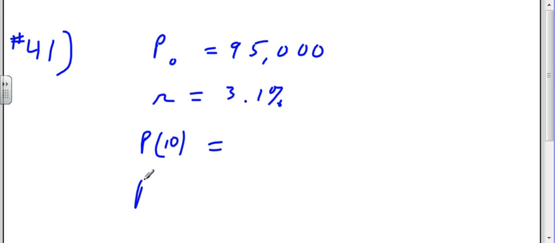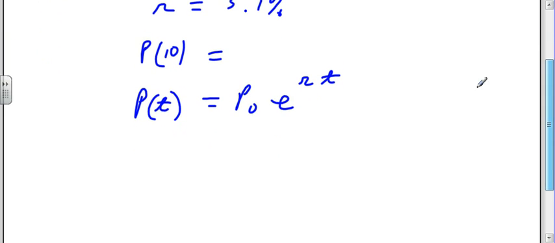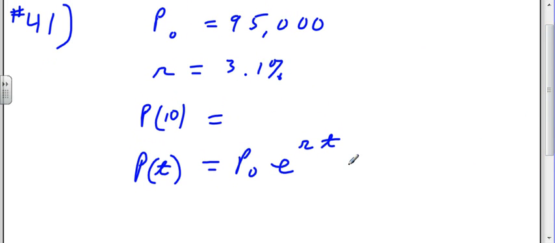Okay, so population at time t is population naught e to the rate t is the formula we're using. Now, we're given that formula, but in chapter 29, we'd actually be able to show that that's the case. All right, so we're going to do that. Population 95,000 e to the 0.031 times 10.